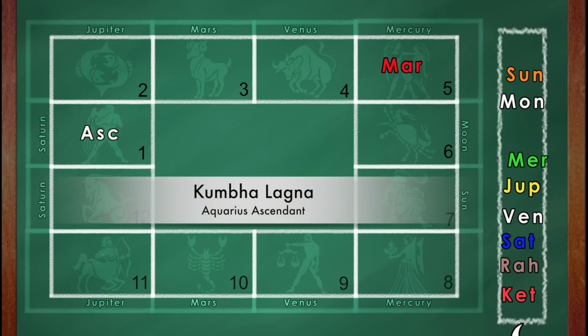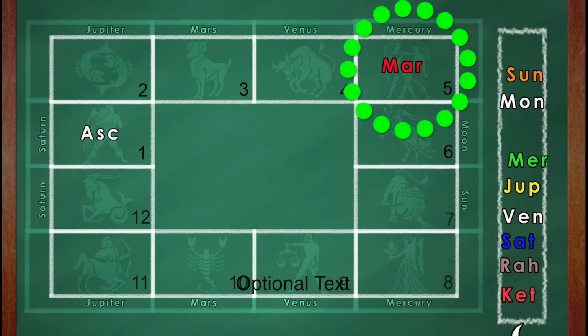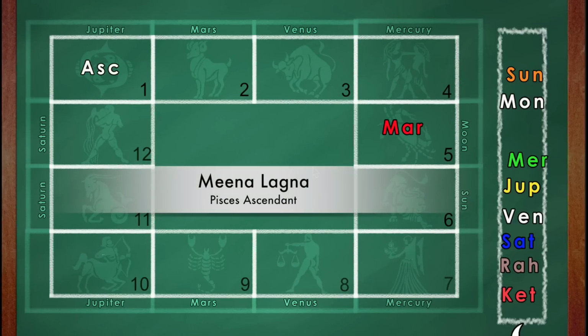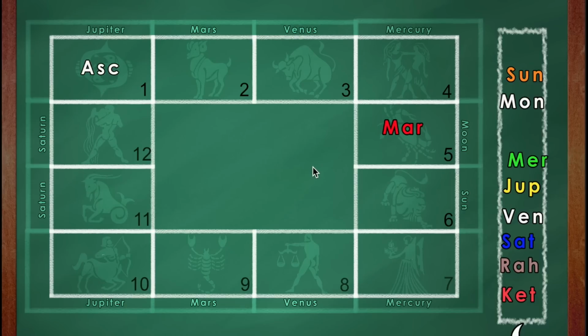life. This is Aquarius ascendant, Kumbha Lagna, and Mars in the fifth house is not good because Mars occupies the sign of Mercury, its arch rival. So this kind of a Mars is likely to express its negative side. This is Pisces ascendant, Meena Lagna, the last of the combinations, and now Mars in the fifth house is really weak because Mars is debilitated. So Mars is likely to express more of its negative side of being in the fifth house.